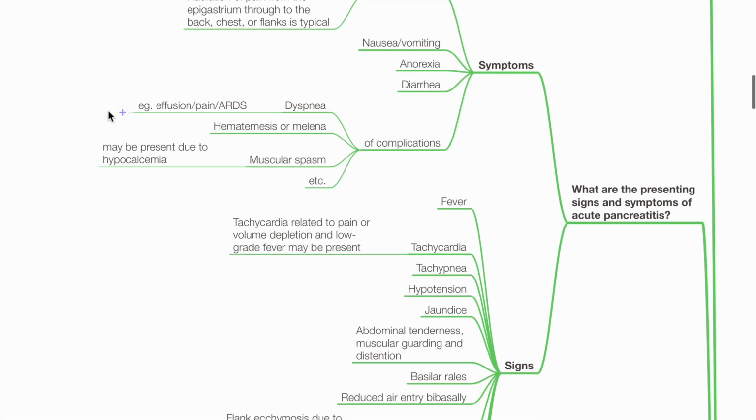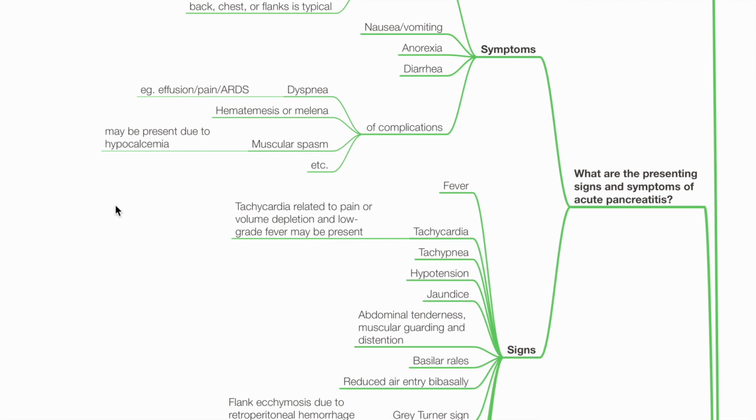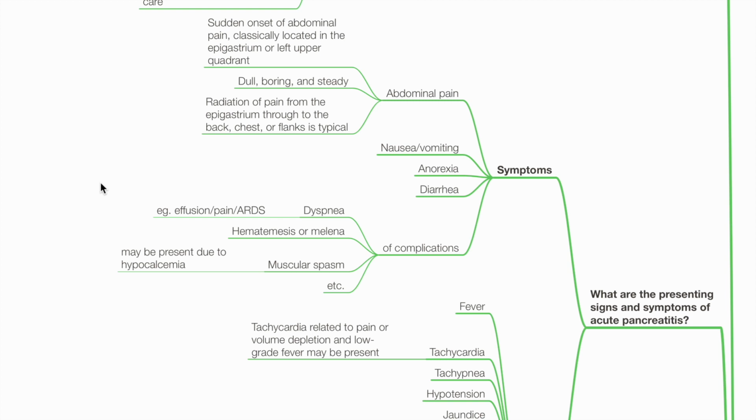What are the presenting signs and symptoms of acute pancreatitis? Possible symptoms include constant abdominal pain of sudden onset, classically located at the epigastrium or left upper quadrant, with radiation through to the back, chest, or flanks. Nausea and vomiting, anorexia, and diarrhea may occur. Symptoms of complication may be present, such as dyspnea, hematemesis, melena, and muscle spasms.